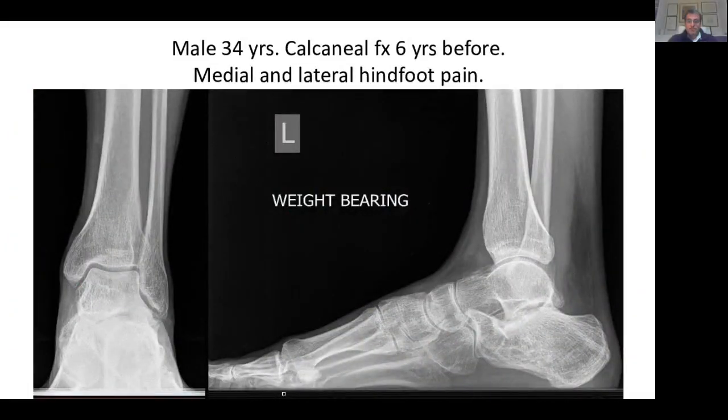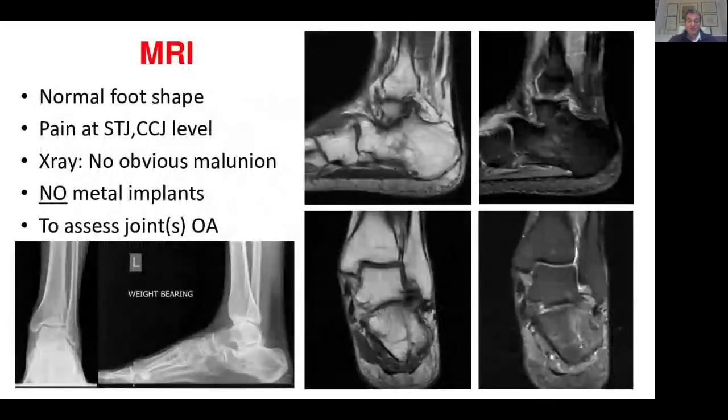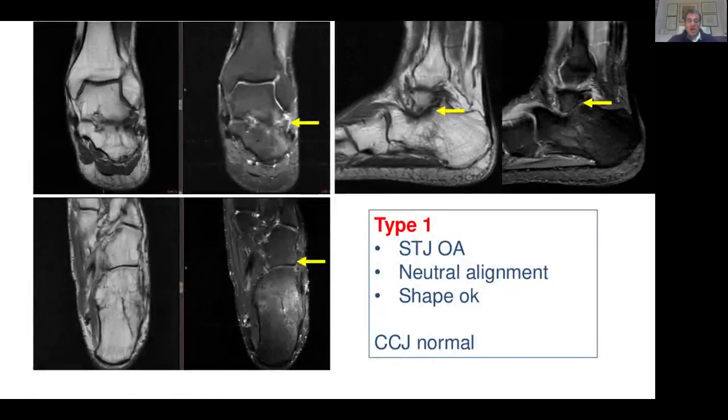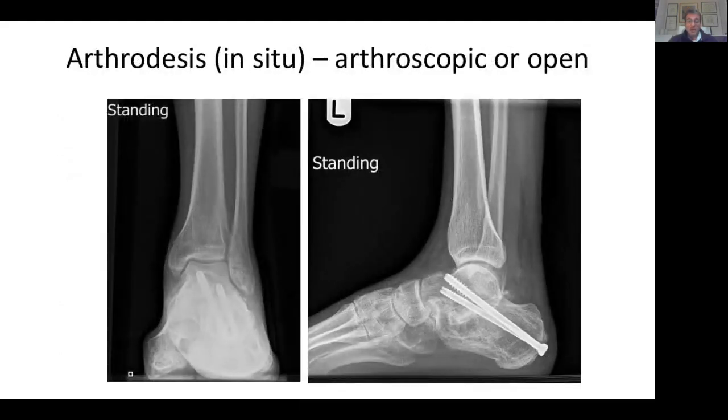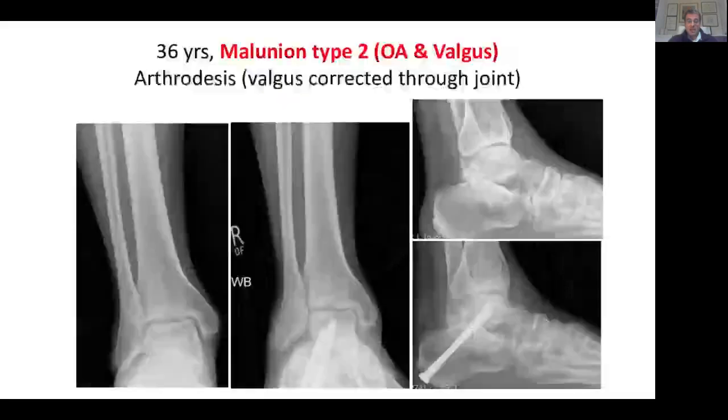Different patient with calcaneal fracture in the past, both medial and lateral hindfoot pain across the subtalar joint. There are no metal implants, as you can see, that was treated conservatively, and one can see some irregularity of the subtalar joint without any obvious malunion of the calcaneum. The subtalar joint is clearly arthritic, whereas the calcaneocuboid joint is normal. In a case like this, one can consider an in situ arthrodesis, whether you do it arthroscopically, which is an option, or open, it doesn't matter, and that can solve the problem.